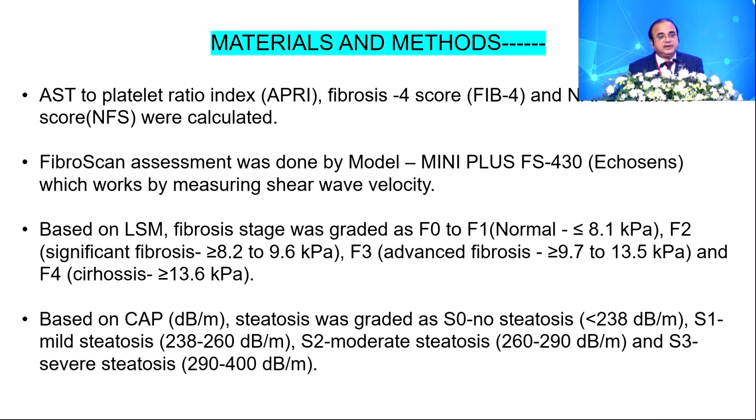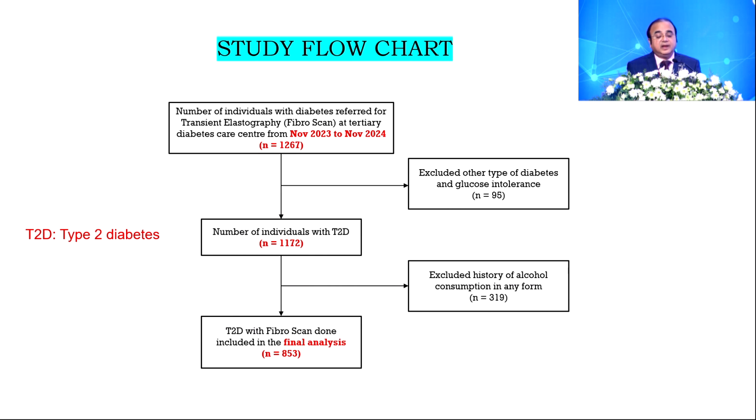And we have classified, I told you, less than 6, less than 8.2 and less than 9.7. These were the groupings done for fibrosis, and CAP was also classified as normal when it was below 238, and then 238 to 260, 260 to 290, and 290 to 400. Like this we classified the steatosis. And this is the flow chart, just how the study was done, how the patients were taken. So from 1267 we got the 853 patients who were taken for the study.